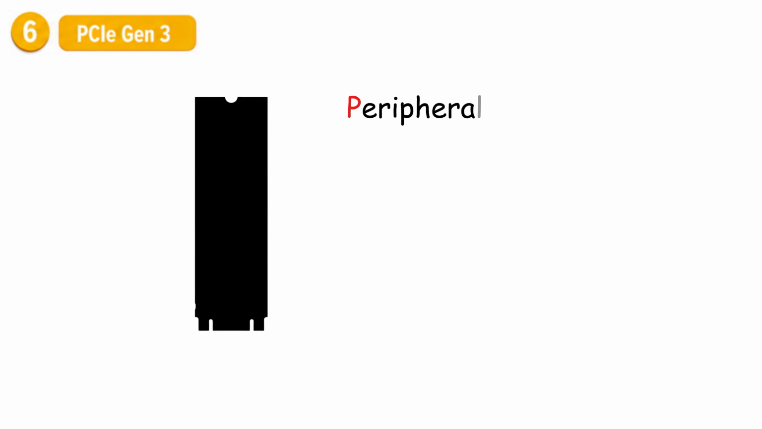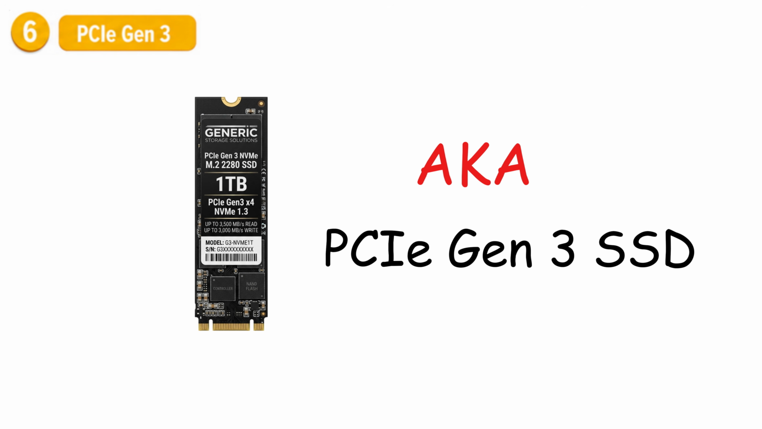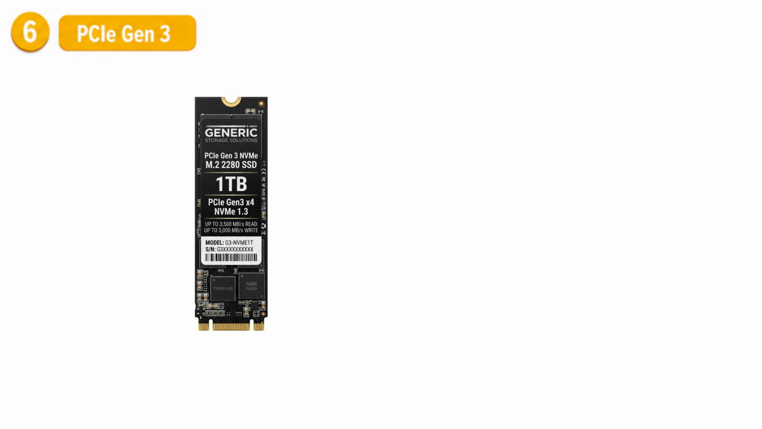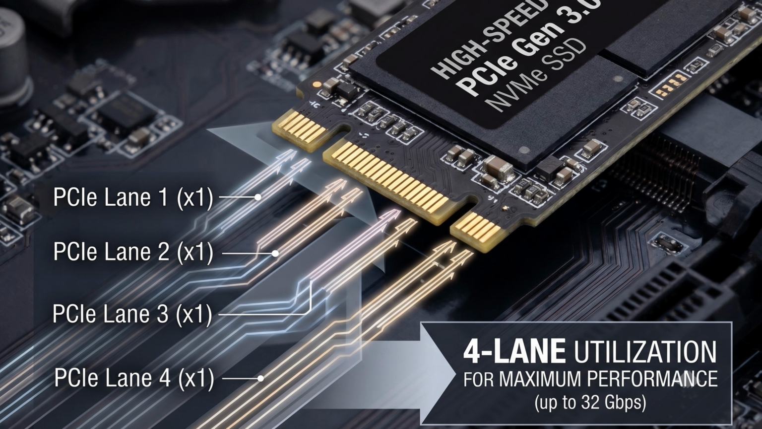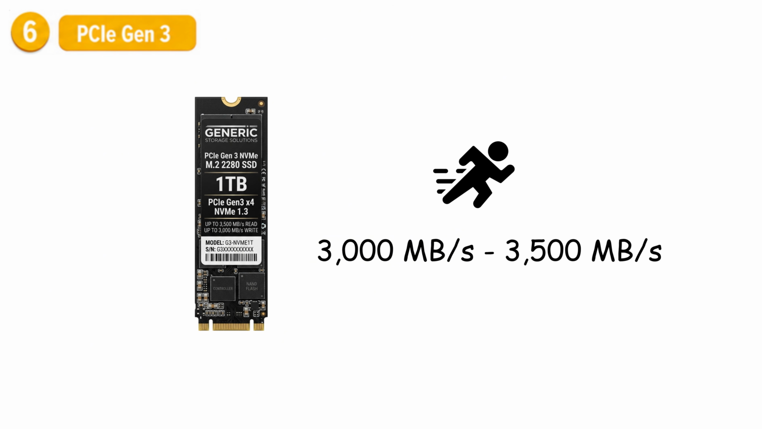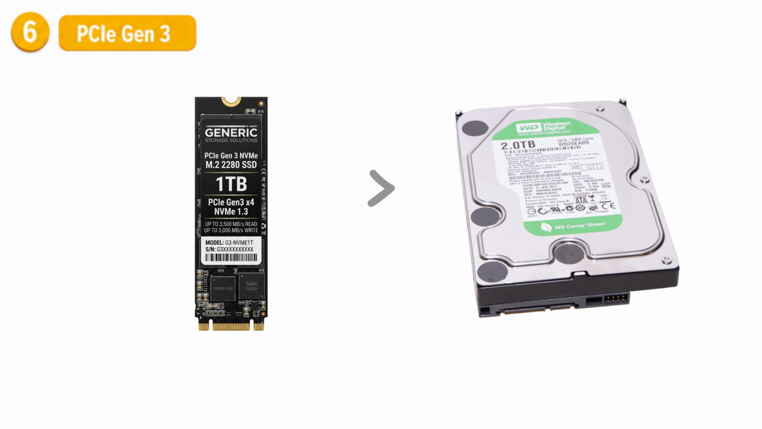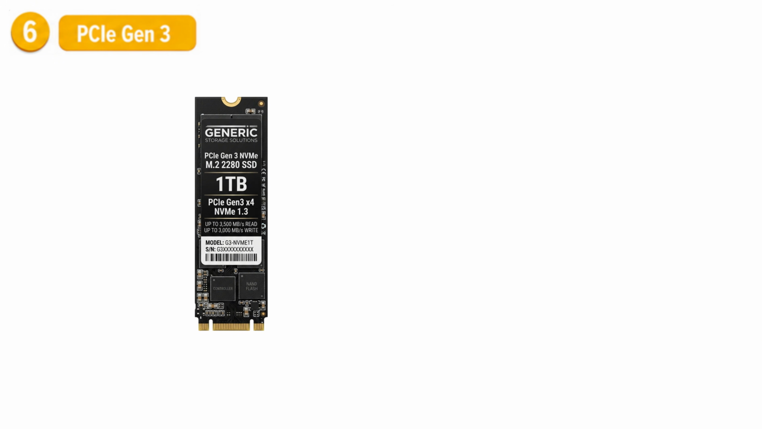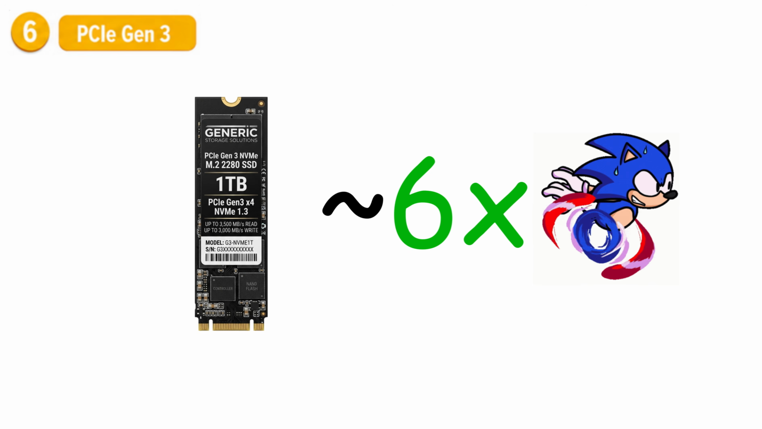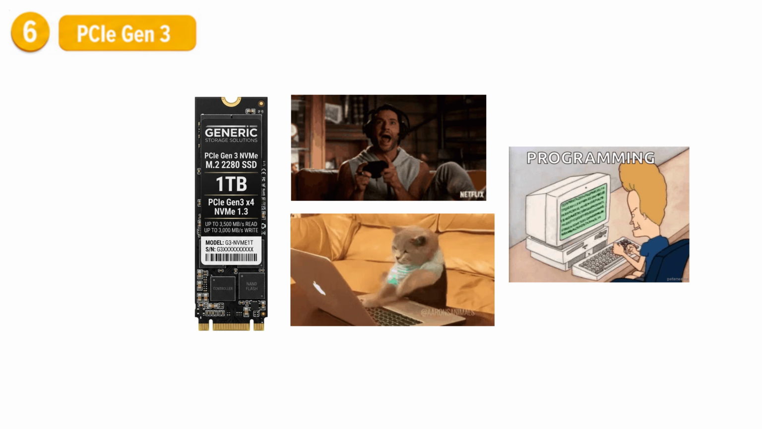PCIe Gen 3. Peripheral Component Interconnect Express Generation 3 Solid-State Drive, known as PCIe Gen 3, generally utilizes 4 PCIe lanes, offering a maximum bandwidth of around 4 gigabytes per second. Most high-end drives reach sequential read speeds between 3,000 and 3,500 megabytes per second, with random performance surpassing 500,000 input-output operations per second. In comparison to SATA SSDs, Gen 3 drives are approximately 6 times faster in sequential tasks. Even now, Gen 3 is more than adequate for gaming, software development, and everyday productivity.